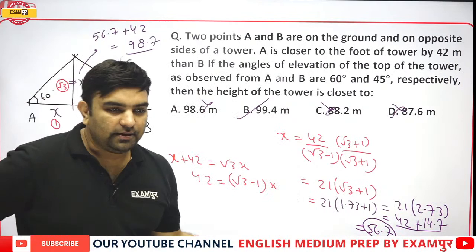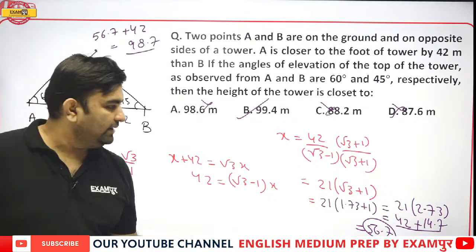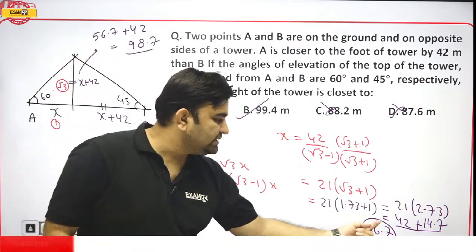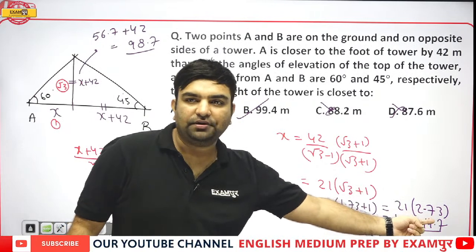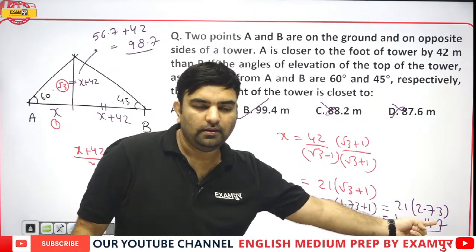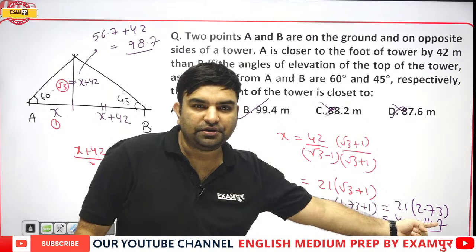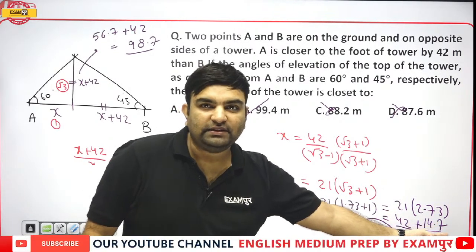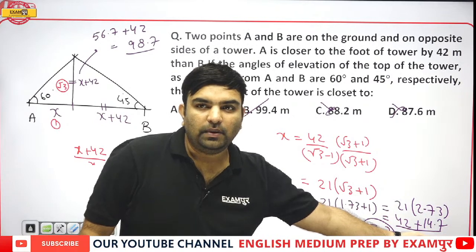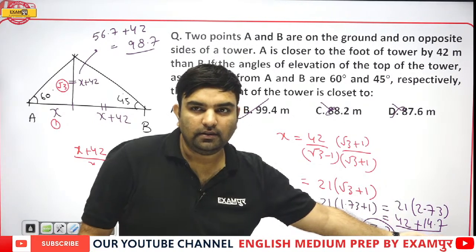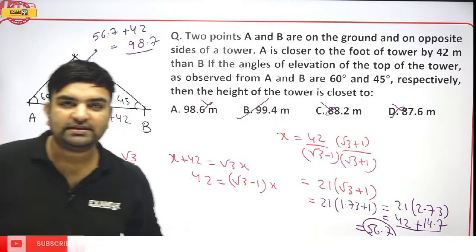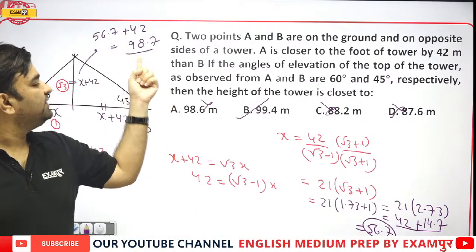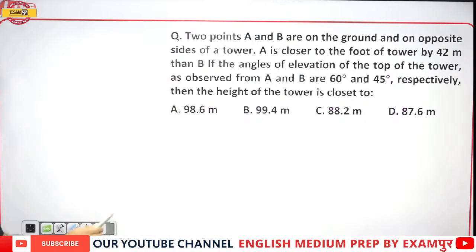Now, why am I saying greater than? Because I have taken into consideration only 0.7, but it is actually 0.73. So, whatever my actual answer comes to, the answer should be greater than that. Let me show you. Look.